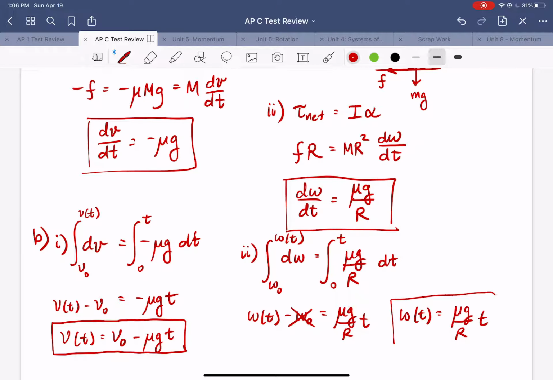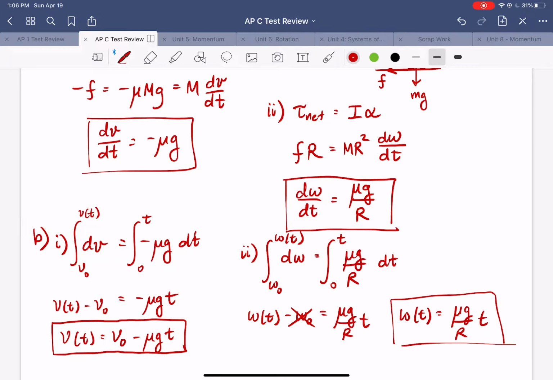All right, so here are our equations. Velocity starts at v0 and then decreases linearly with time. Omega starts at 0 and increases linearly with time. And then at some point we'll get an intersection of sorts between these, where v of t is going to equal omega t times r. So that's what we're going to look at in the next part.